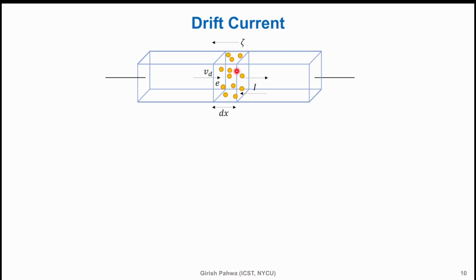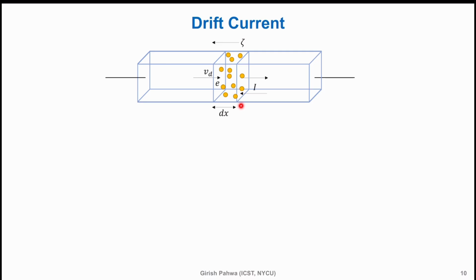So if I have to calculate the current through this cross section, what is the amount of charge that has passed through this cross section in dt time? The charge which is inside this volume. What is the charge inside this volume? Say my electron density at this particular x is n, and the area of cross section is A. What will be the charge?